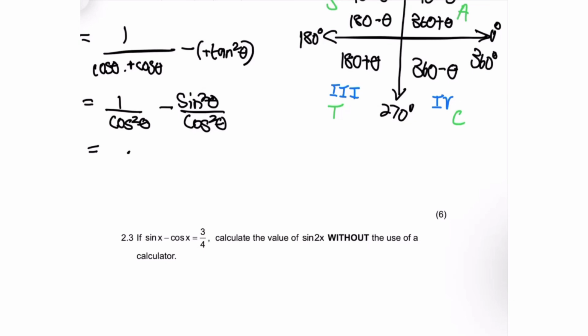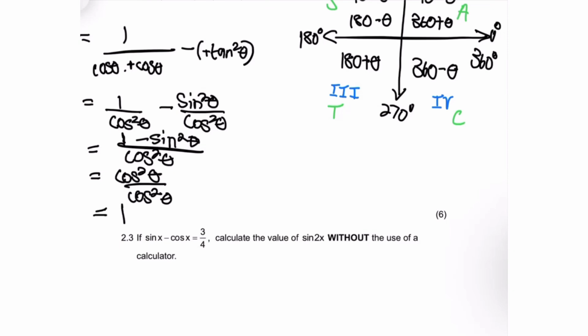Now you have the same denominator. You can subtract the numerators. You see, what do we have at the top? We have an identity. So then this becomes cos squared theta over cos squared theta. And what is our final answer? Numero uno. 1 is our final answer.